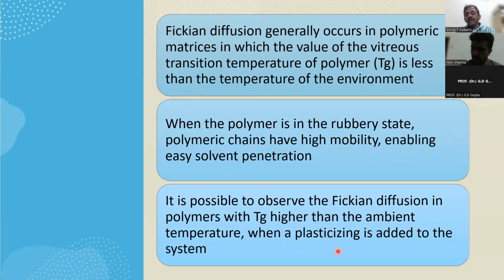a plasticizing agent is added. If a polymer is rigid and you add a plasticizer, definitely it will affect the glass transition temperature of that polymer. That's why if it is a rubbery, flexible polymer chain, you can see Fickian diffusion, or else you can make it Fickian. Non-Fickian to Fickian conversion is possible by adding a plasticizer.